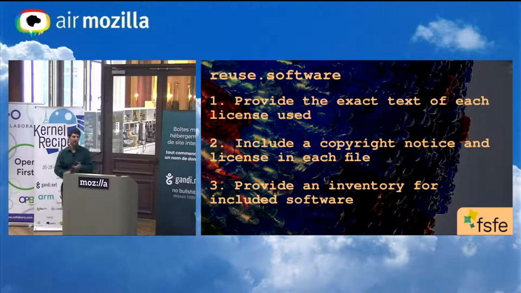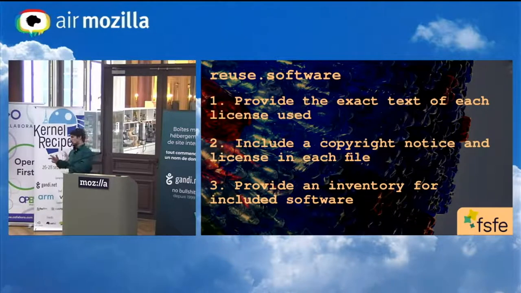The first one is to make sure that you provide the exact text of each license which you use, so that you don't just add a link to this license or say it's this license, but that you actually provide the full license text, that you include a copyright notice and a license in each file, and that you provide an inventory for the included software.